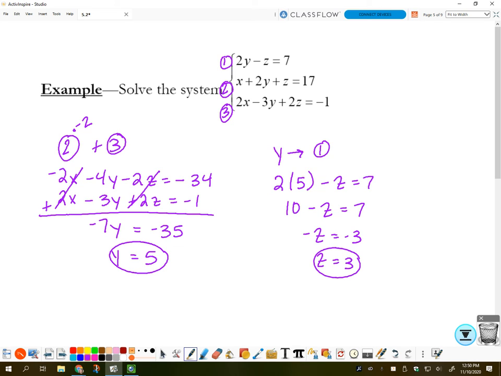Alright, now that you know two things, you're going to plug it in where there are 3 variables, and you can plug it in to equation number 2 or equation number 3. I'm going to pick equation number 2.